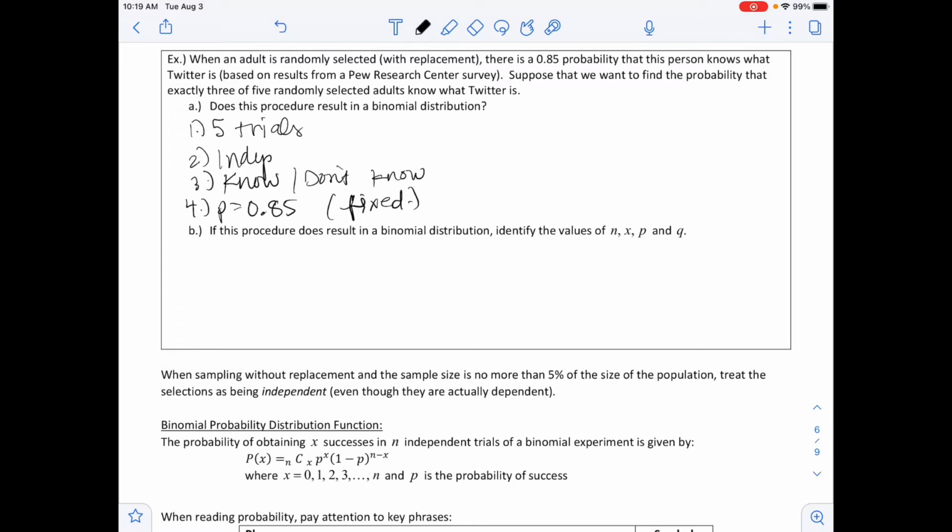So part B, right below this, says if the procedure does result in a binomial distribution, which in this case it does, it satisfied all 4 of those requirements, identify the values of N, X, P, and Q. So N is the number of trials, which is 5. X is the number of successes. For us, it's 3. P is the probability of success, which is 0.85. And then Q is going to be 1 minus that 0.85, which is equal to 0.15.